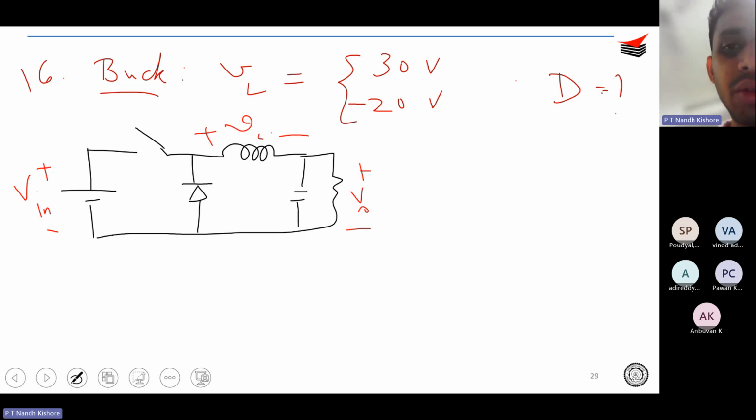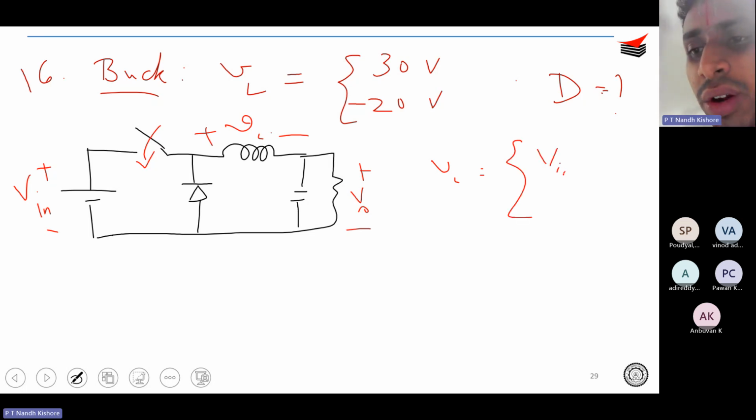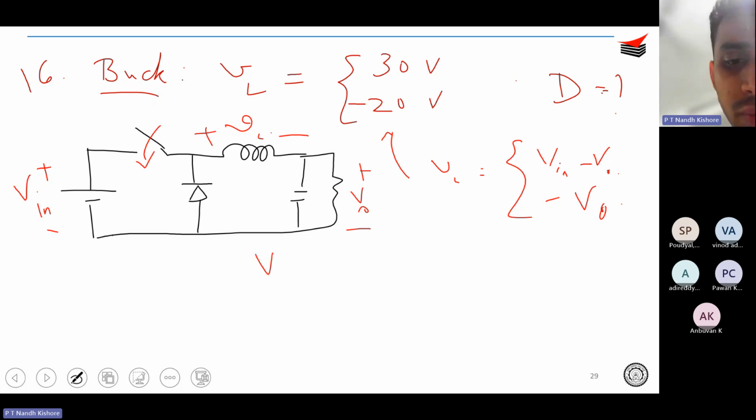Okay. So when would it be 30 volts? Obviously, when the switch is turned on, VL is V in minus V naught, correct? And when the switch is turned off, VL is going to be minus V naught. So from this, you correlate with the given data, you end up with V naught being 20 volts and V in being 50 volts.